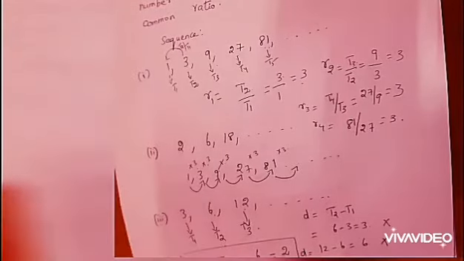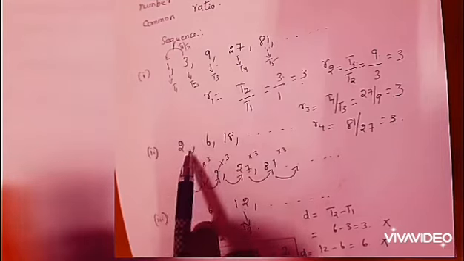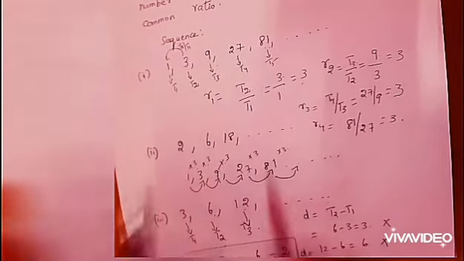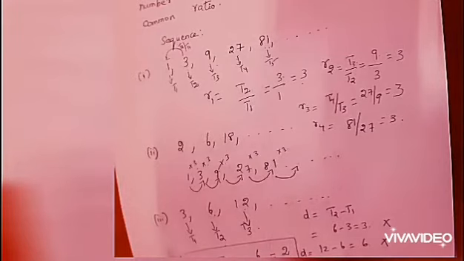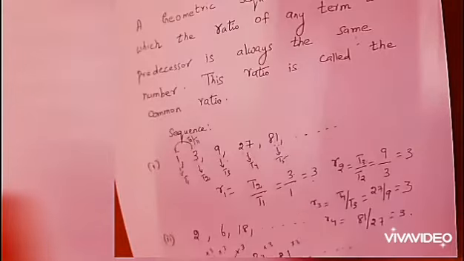Students, are you clear with this concept? Now you can try this sequence 2, 6 and 18 and check what is the common ratio. What is the common ratio? 3. Excellent. I can hear your answers. Great, students. So this is the concept of geometric sequence.